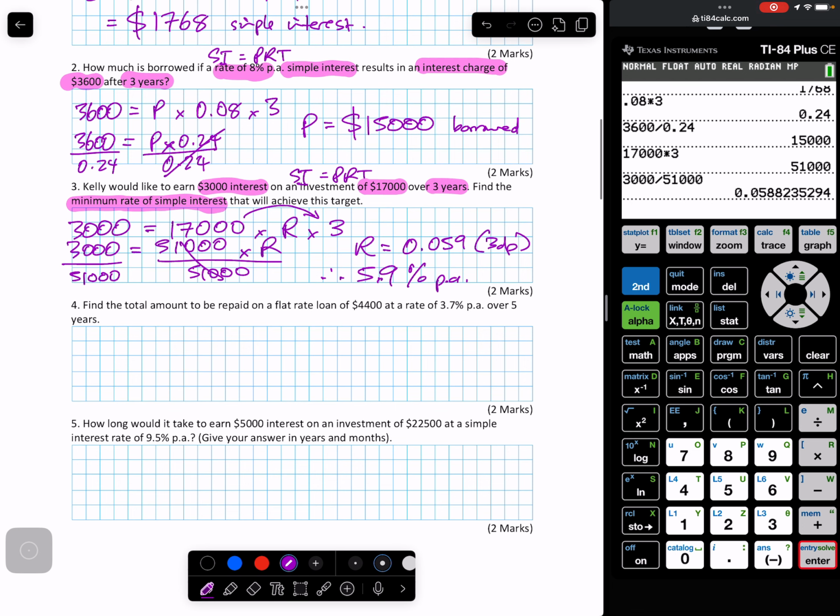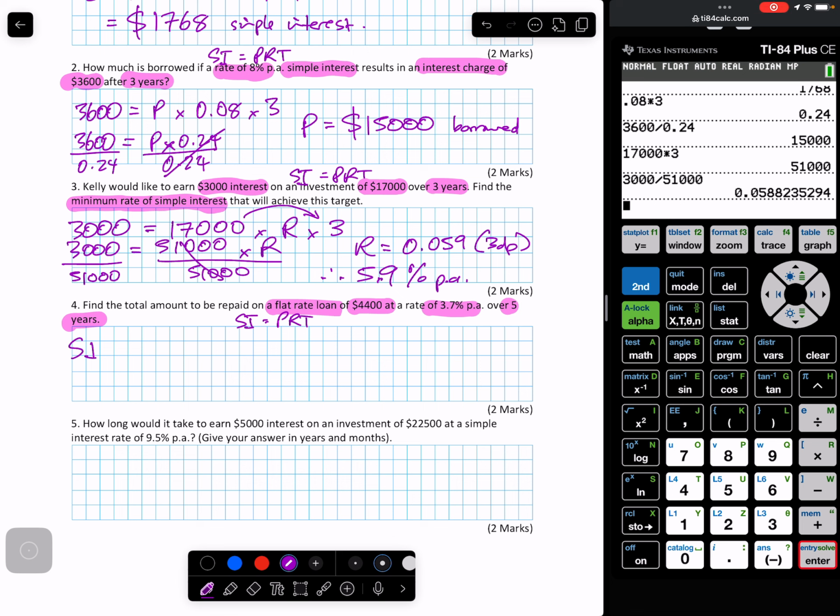Find the total amount to be repaid on a flat rate loan. So it says flat rate, that is simple interest. A loan of $4,400, rate 3.7% per annum for 5 years. So as soon as it says flat rate, that is a simple interest situation. Find the total amount to be repaid. So the total amount means you want the principal and the interest cherry on top. So we need to find the interest first.